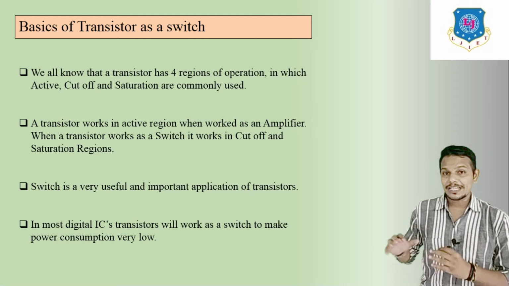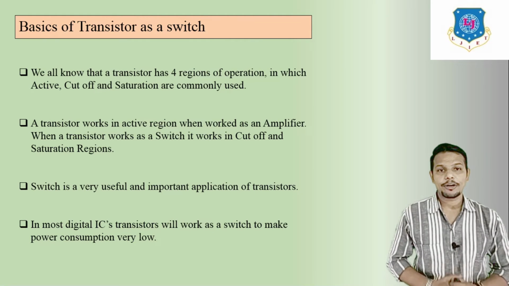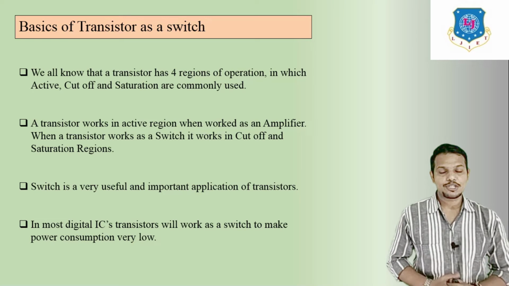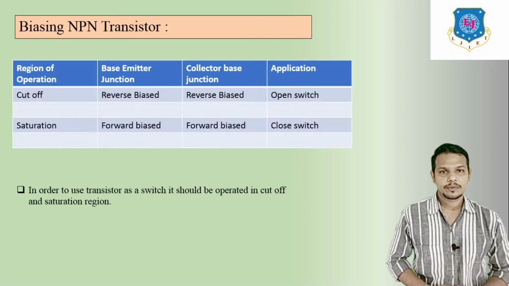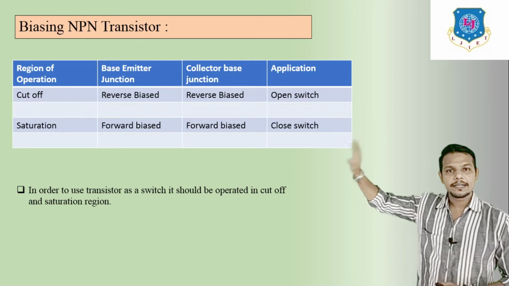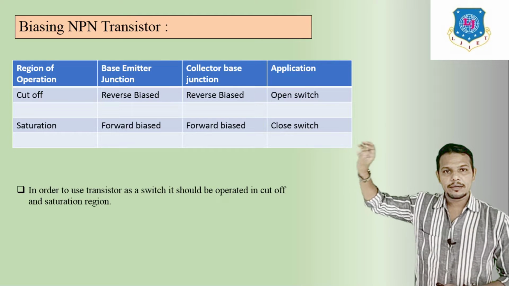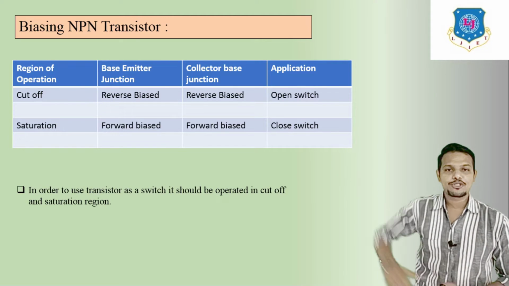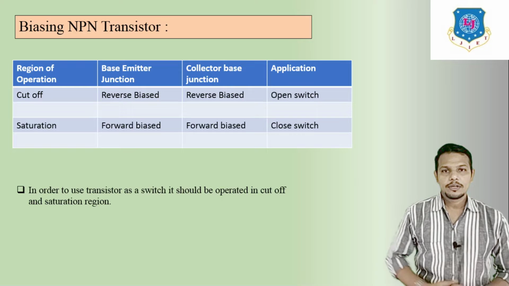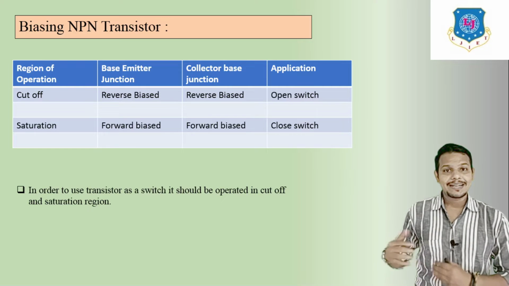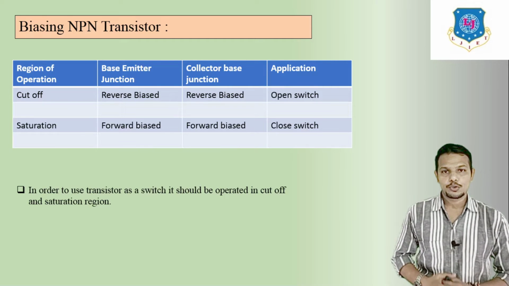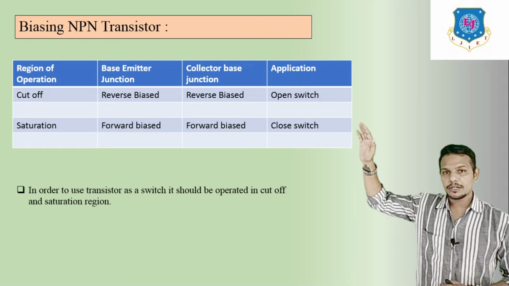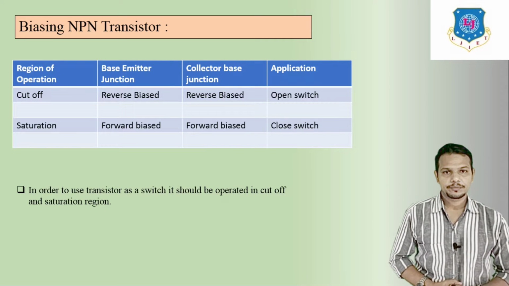Here, the switch is a very useful and important application of transistors. In most digital ICs, transistors work as a switch to make power consumption very low. Here we can see the biasing of an NPN transistor. For transistor as a switch, the transistor should work in the cutoff region and saturation region.